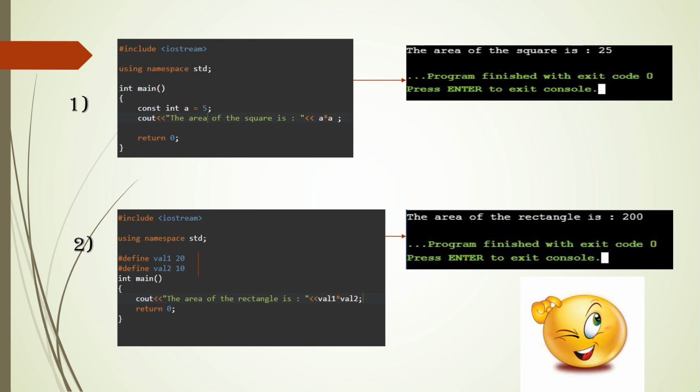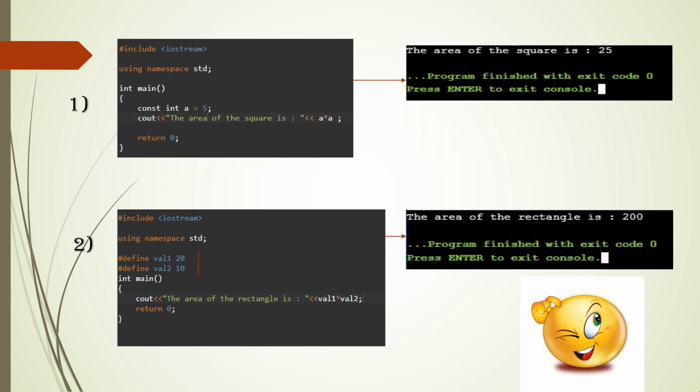What is the use of a constant? You have the same value for a particular variable throughout the program. In this particular program, a will hold the value of 5 throughout the whole piece of code you have written inside the curly braces. Now let's see the second program.